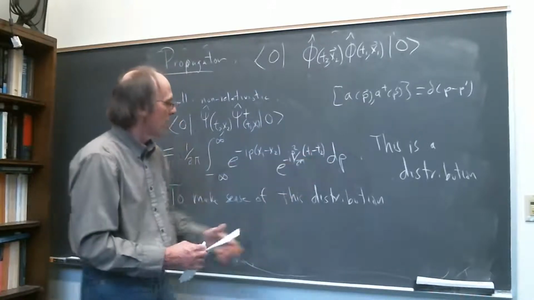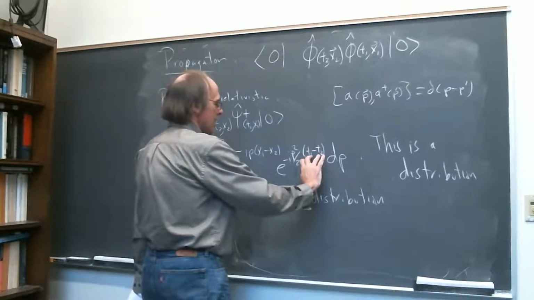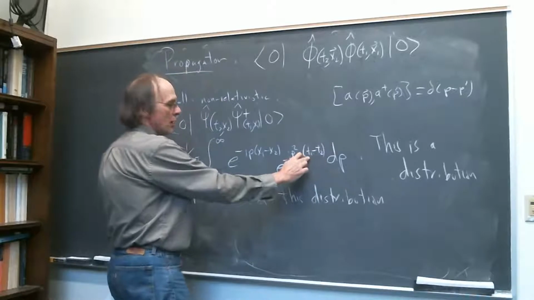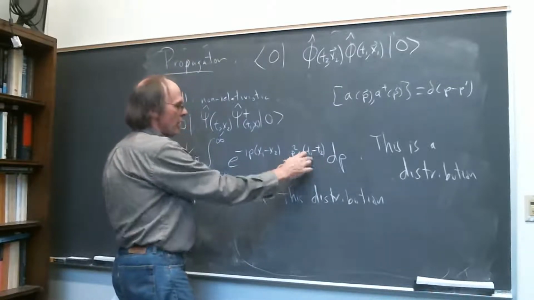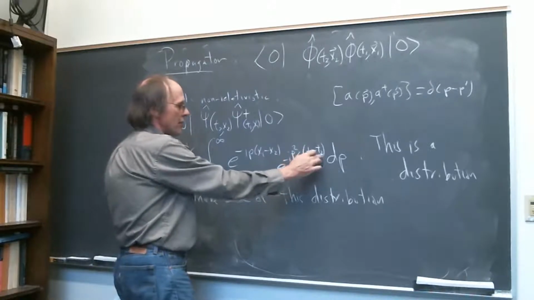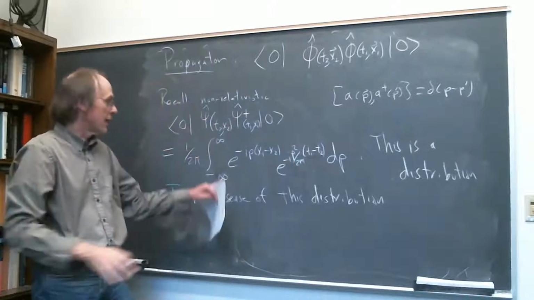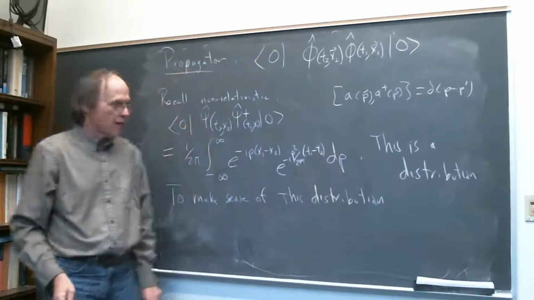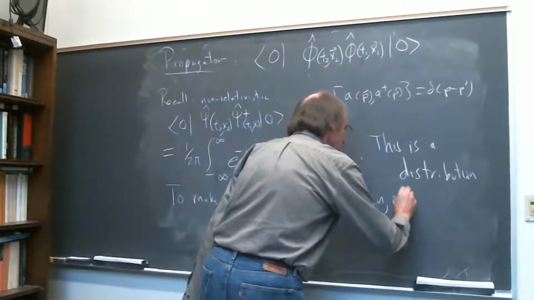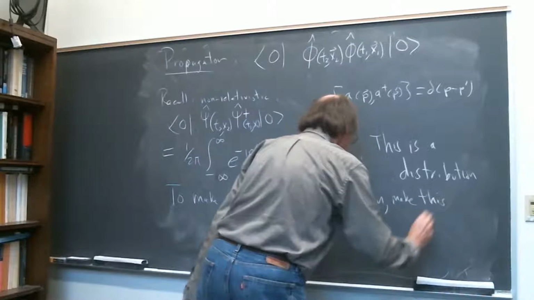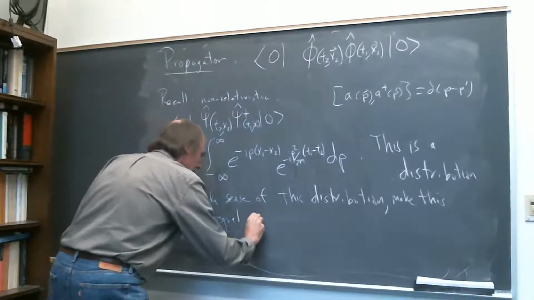So what you want to do is basically add a small imaginary piece to your time, and if you do that with the right sign, this guy will fall off exponentially, and this will become perfectly well defined. So you should make this integral well defined.